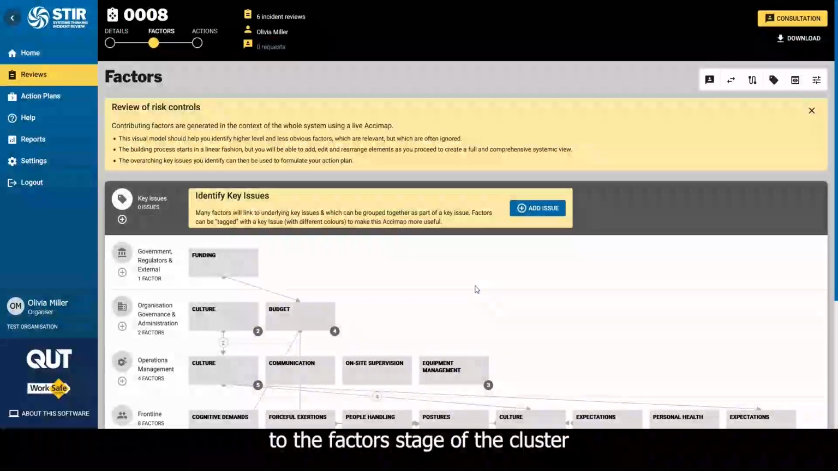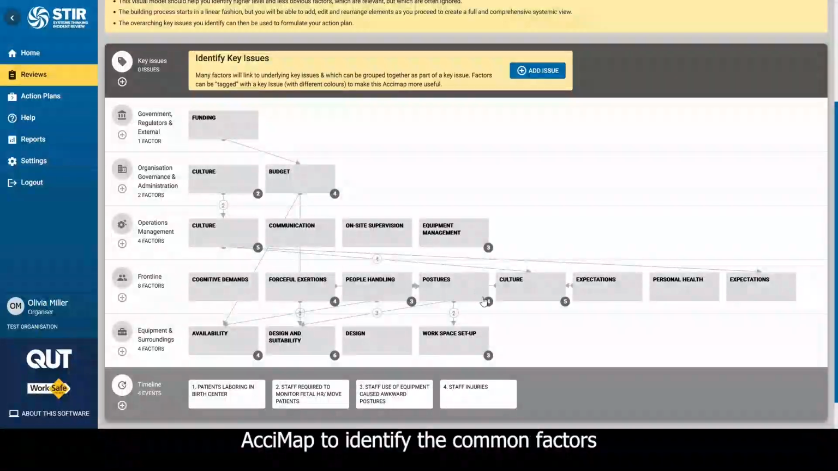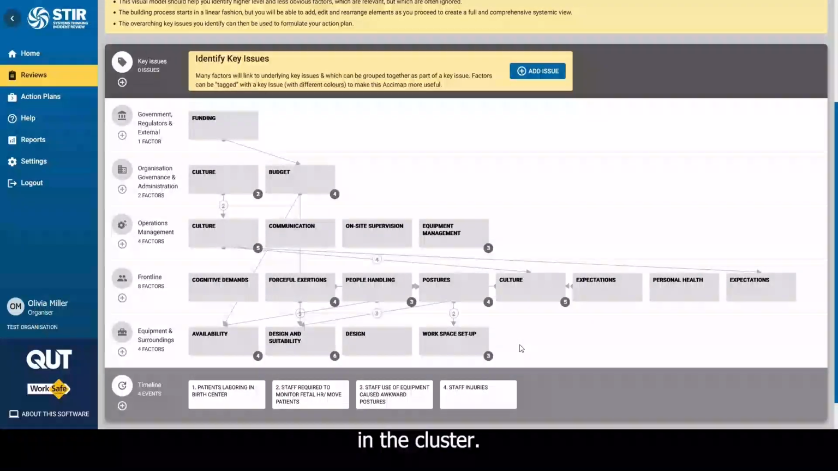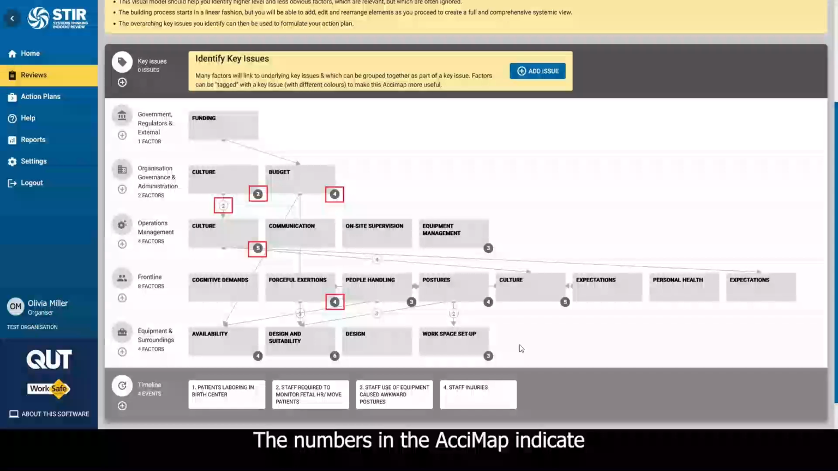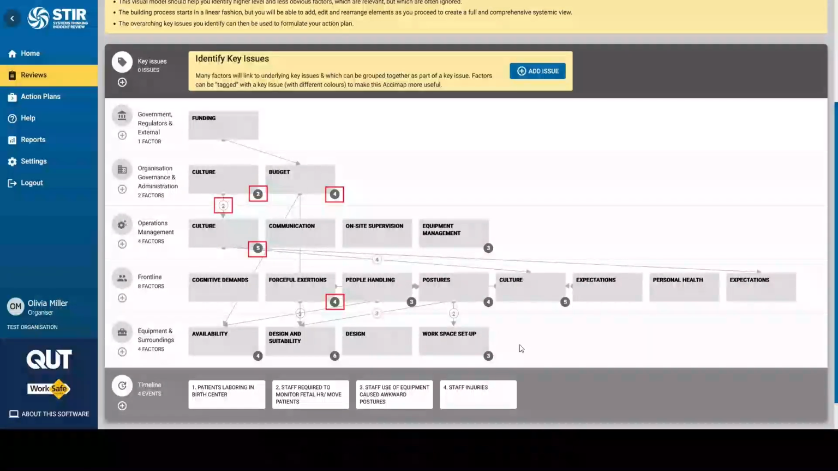Now you have progressed to the factors stage of the cluster review, where you will populate an AXIMAP to identify the common factors that contributed to the cluster of incidents. A cluster review AXIMAP will be pre-populated with factors identified in the individual reviews included in the cluster. The numbers in the AXIMAP indicate how many times a particular factor was identified in the incidents included in the cluster.